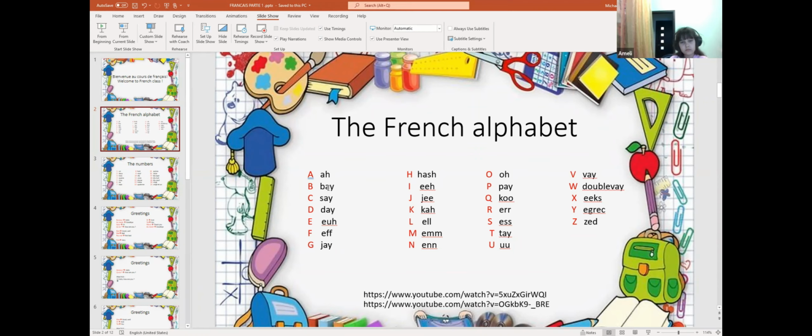Vicky, your turn. Ash. E. G. K. L. M. N. Excellent. Now back to Amélie. Let's go through the O column. O. P. Q. S. T. U.